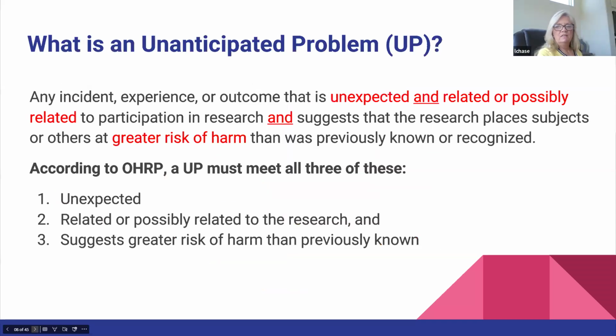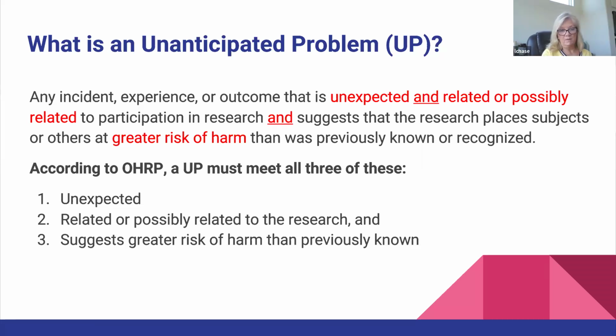So that brings us to an unanticipated problem. An unanticipated problem is an incident, experience, or outcome that is unexpected and related or possibly related to participation in research, and suggests that the research places subjects or others at greater risk of harm than previously known or recognized. According to the OHRP, a UP must meet all 3 of these.